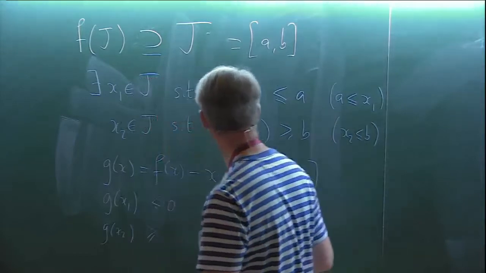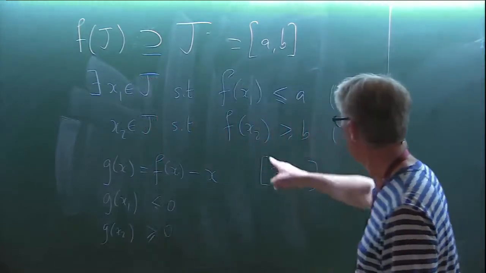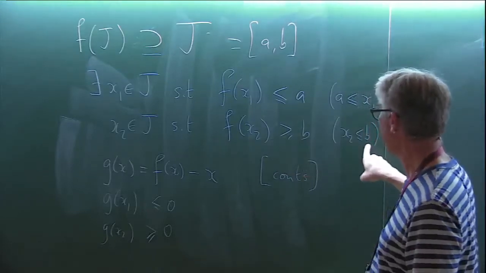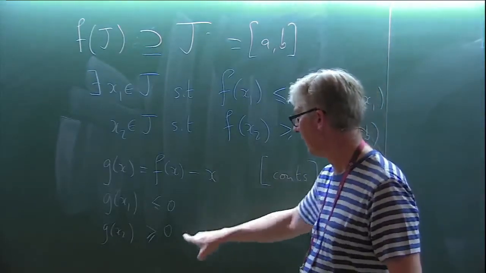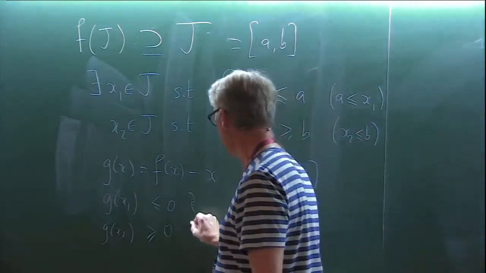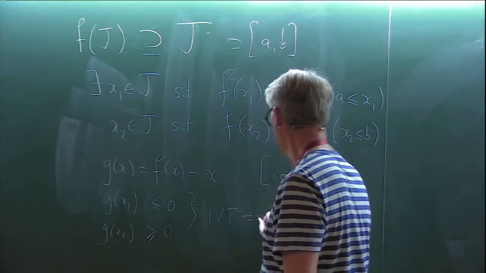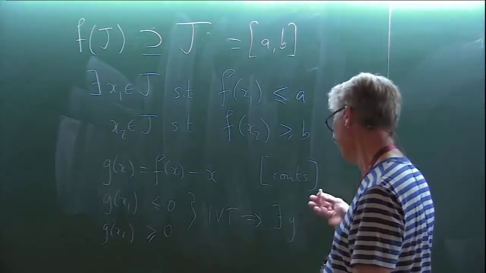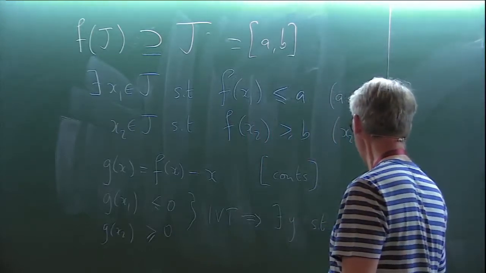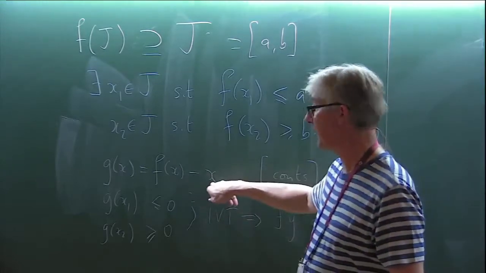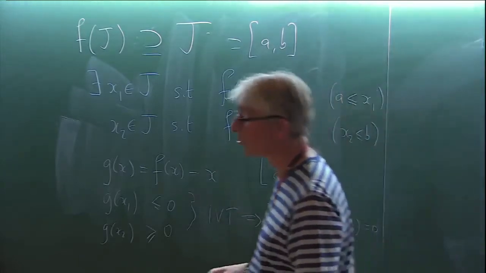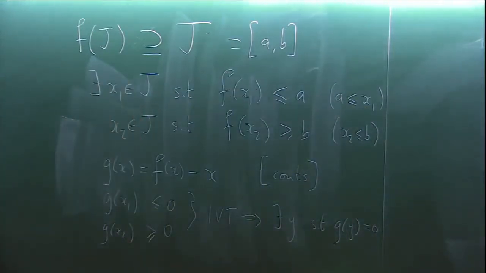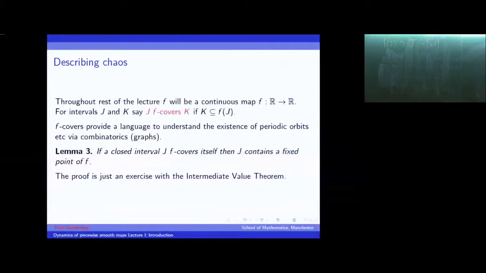g of x2 is greater than or equal to naught, because f of x2 is bigger than b, x2 is less than b, so f of x2 minus x2 is bigger than or equal to zero. And so, in between, the intermediate value theorem implies there exists a y between x1 and x2, i.e. in J, such that g of y equals zero. If g of y equals zero, then f of y equals y, and so y is a fixed point. That is almost the only thing that you need to know about Markov partitions and their use for finding periodic orbits.